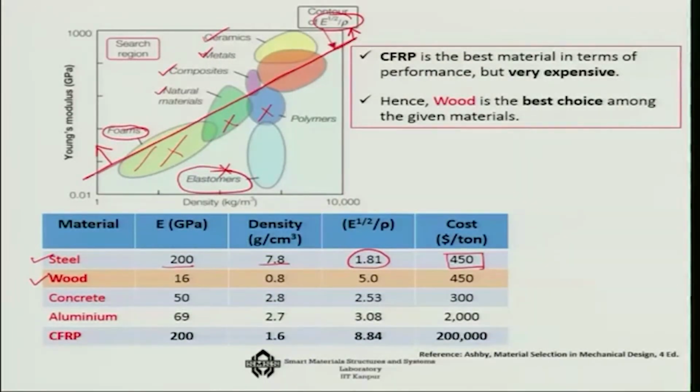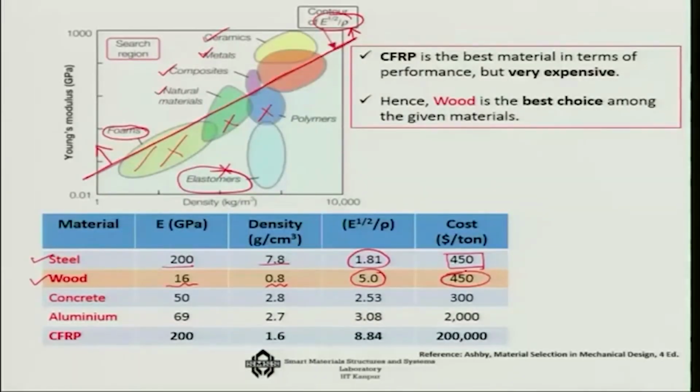Let's look at wood. For a reasonable quality of wood, modulus of elasticity is about 16, density is 0.8, that is less than water, so it is very light. So I get a high factor, square root over E by rho is 5. It is much higher than steel, and the cost is about 450. No wonder that for many traditional applications, even today, if you look at the chariots of Jagannath for example, they are made of wood. So wood is a very good choice, better than steel because it is light, and that is why it is good for this application.